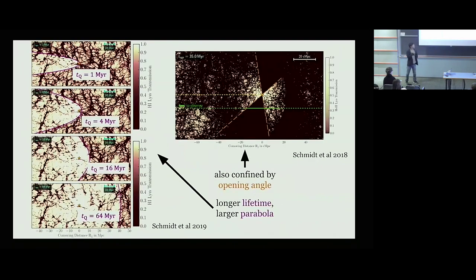And the lifetime of the quasar can be measured by, indicated by the size of the parabola. So the longer the lifetime is, the larger the parabola is. And at the same time, quasars are usually obscured by a dust torus, so there can be an opening angle. So the lambda alpha transmission enhanced region is confined by both the parabola, which is not shown here, as well as the orange opening angle.